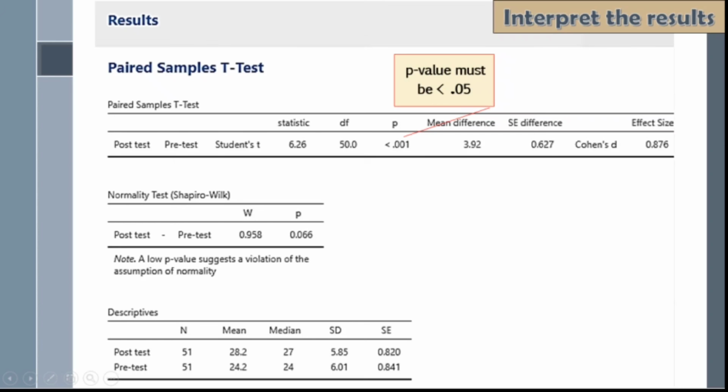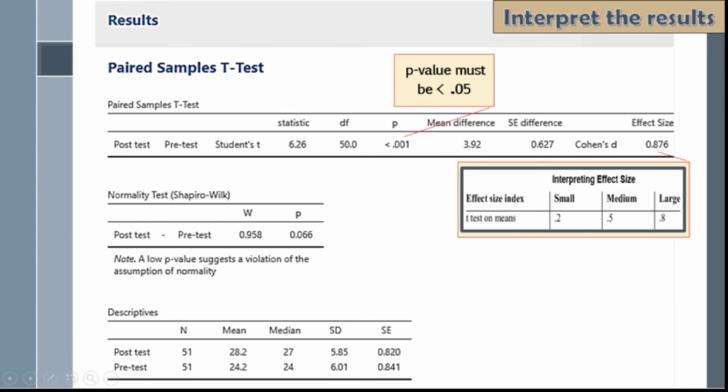So since we're dealing with the difference between two means, we are using Cohen's d. Here's the guide for interpreting effect size for t-tests of means. If you got 0.2, the effect size is small. If you got 0.5, the effect size is medium. And if you got 0.8, the effect size is large.